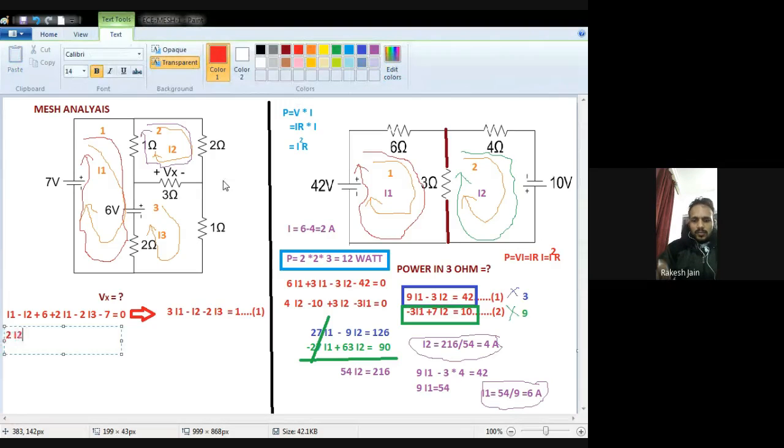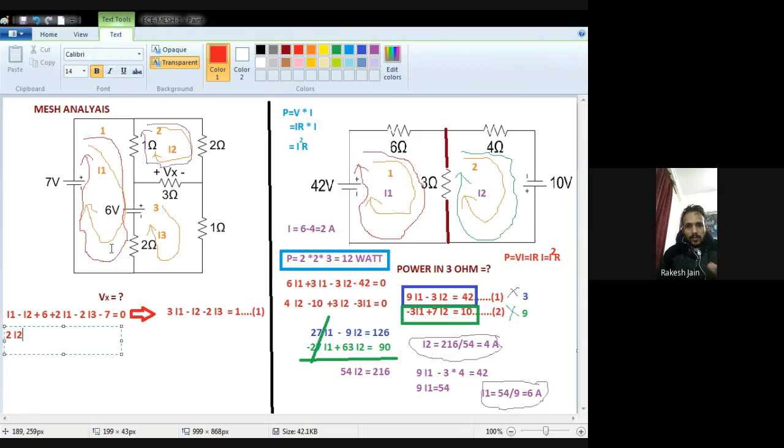2 I2, kindly wait. Sorry for the interruption, one urgent call was here.